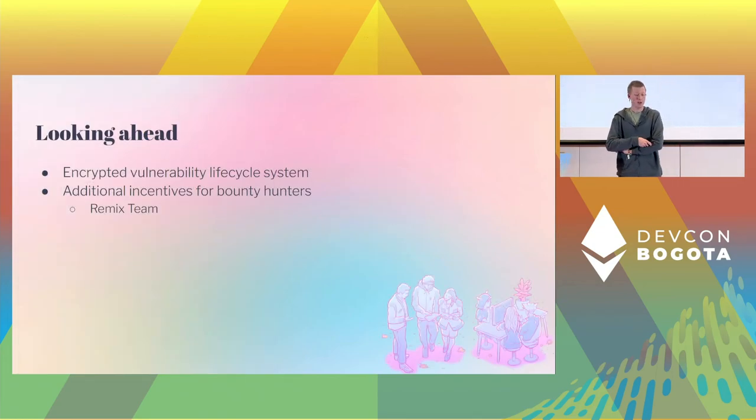Looking ahead, we're working on building an encrypted vulnerability lifecycle system. This will allow us to basically follow the vulnerability from start to end. We will be able to receive the vulnerability, assign it to certain people, have comments, assign it to client teams, and then close it as needed, all while being encrypted.